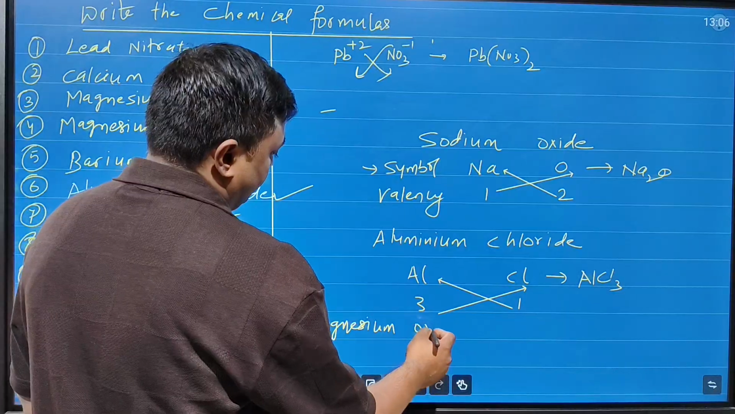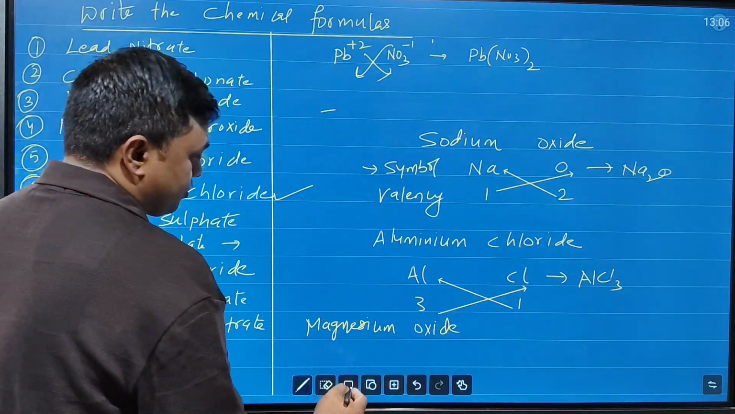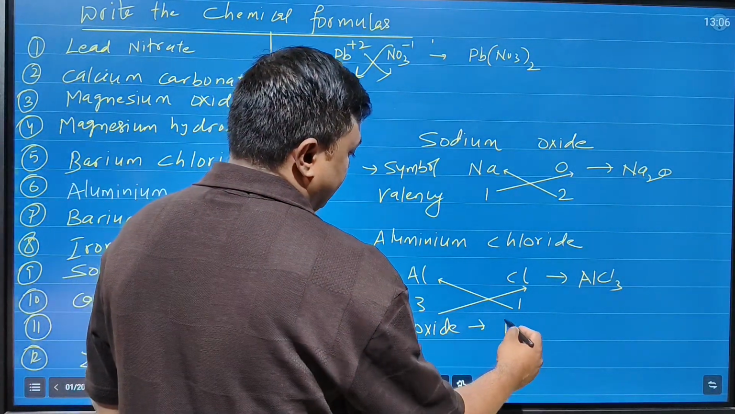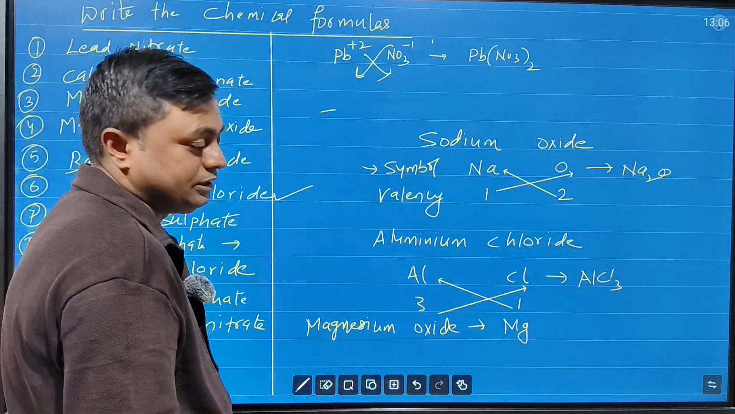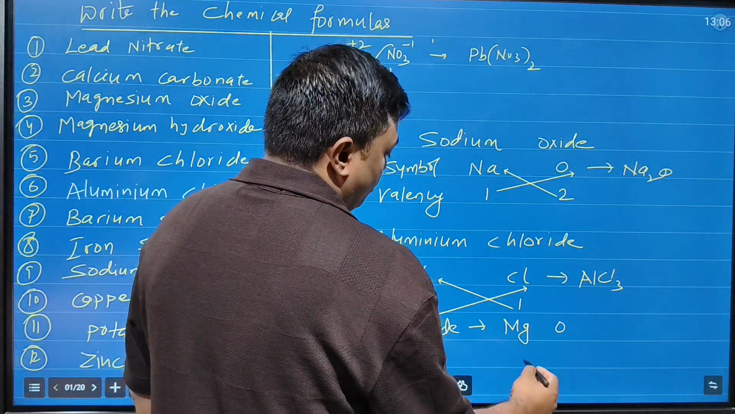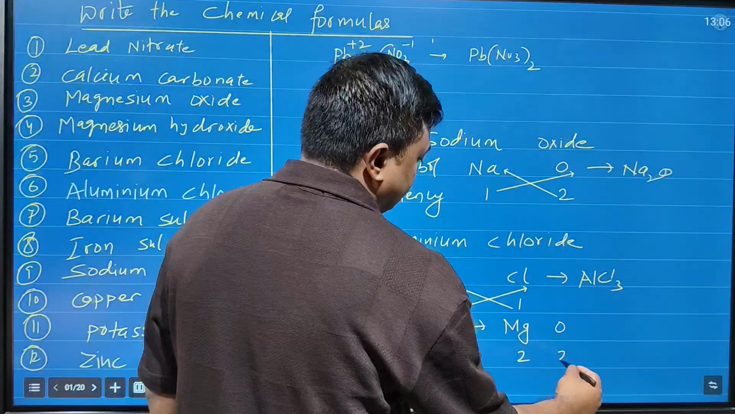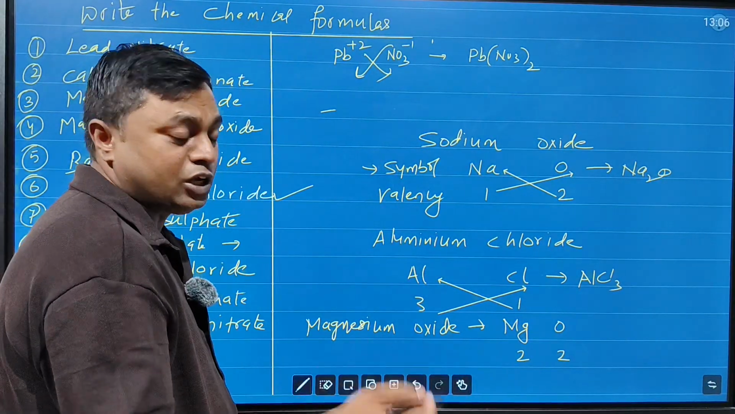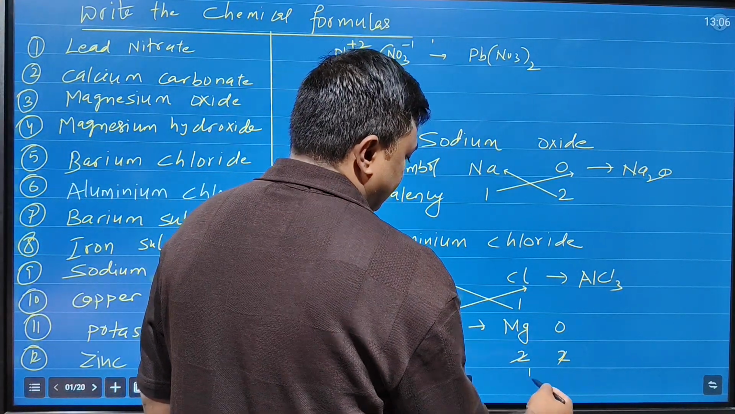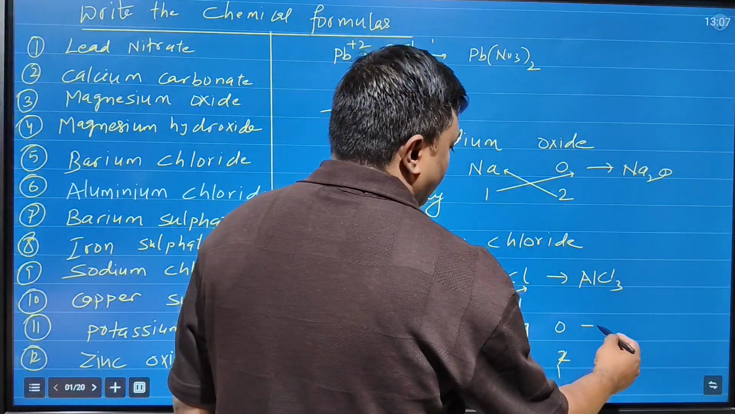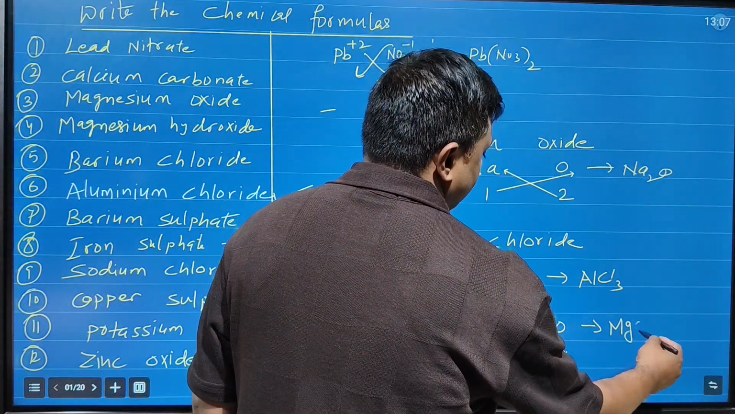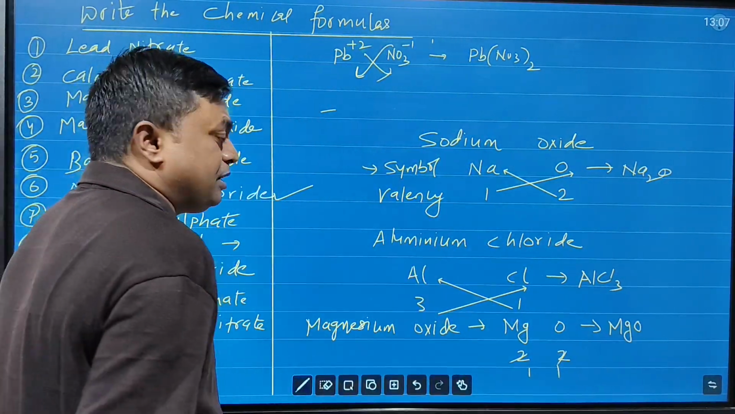Let's talk about magnesium oxide. Very important chemical. The magnesium symbol is Mg. The oxide symbol is O. And the valency of magnesium is 2. Oxygen is also 2. If the valencies are equal, we can cancel. So Mg1 O1. 1 we do not write generally, so MgO. Is it clear? Please make a note of this.